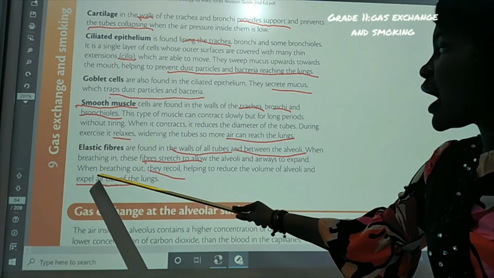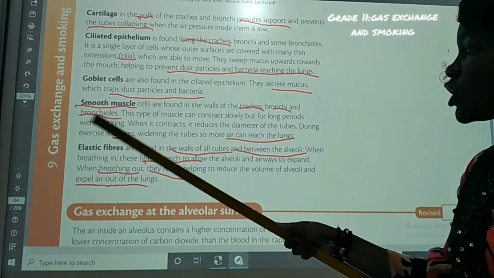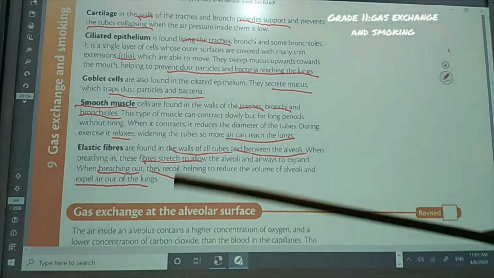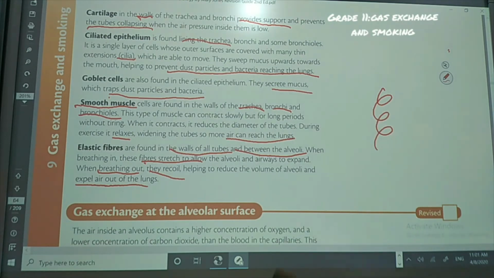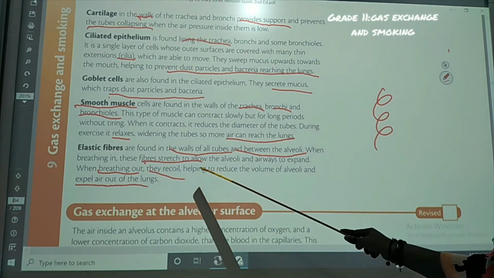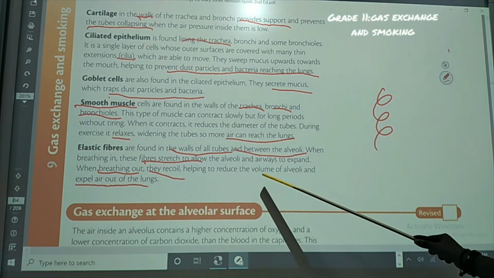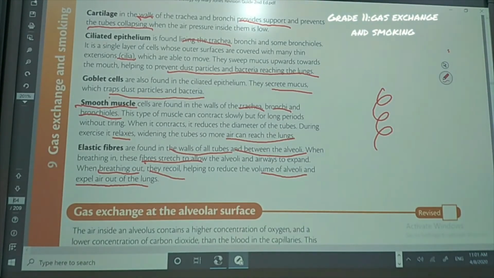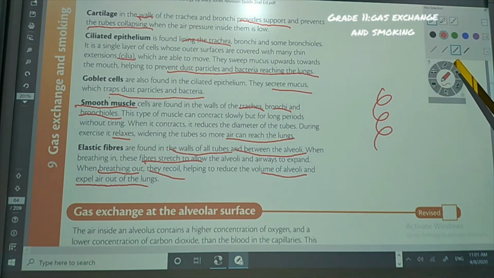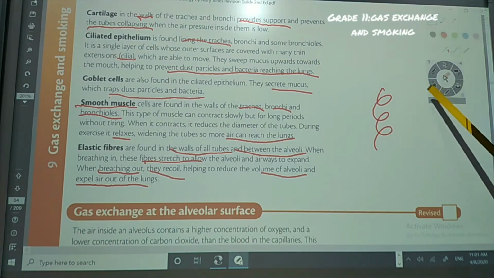When you're breathing out, they recoil. When they recoil, they help to reduce the volume of the alveoli and to take the air out of the lungs. Okay? So let's do a quick recap of what we have discussed so far.